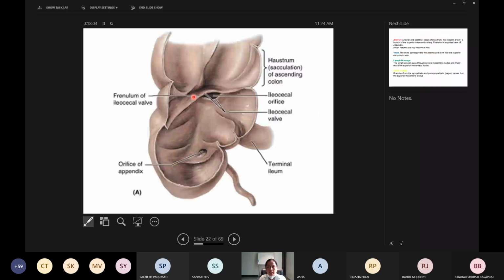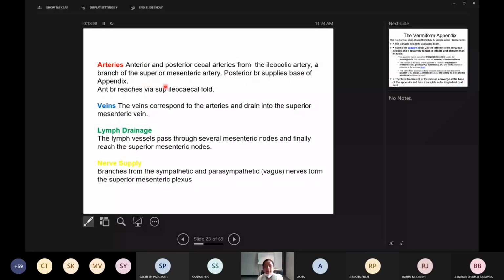Next you have the blood supply, the venous drainage and the lymphatic drainage. The arteries are mainly the anterior and the posterior cecal arteries, which arise from the ileocolic artery, a branch of the superior mesenteric artery. Does the cecum develop from the midgut or from the hindgut? It develops from the midgut, so that should be very clear.